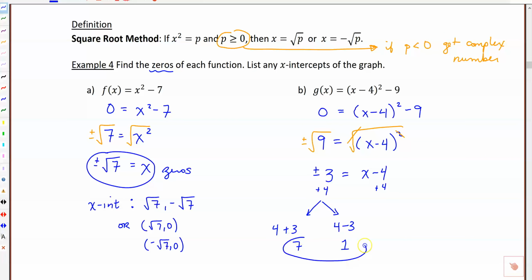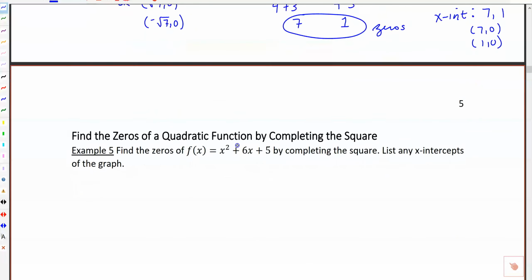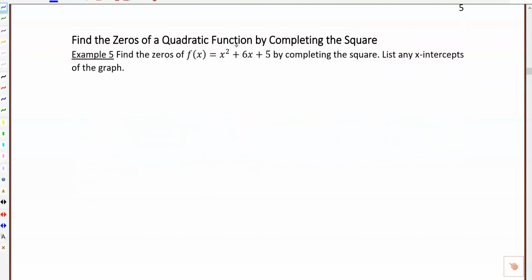So these values, 7 and 1, are my zeros. So then the x-intercepts for this function are 7 and 1. And again, as ordered pairs, that would be (7, 0) and (1, 0). So that was the square root method. The next method that we're going to look at is solving these by completing the square.